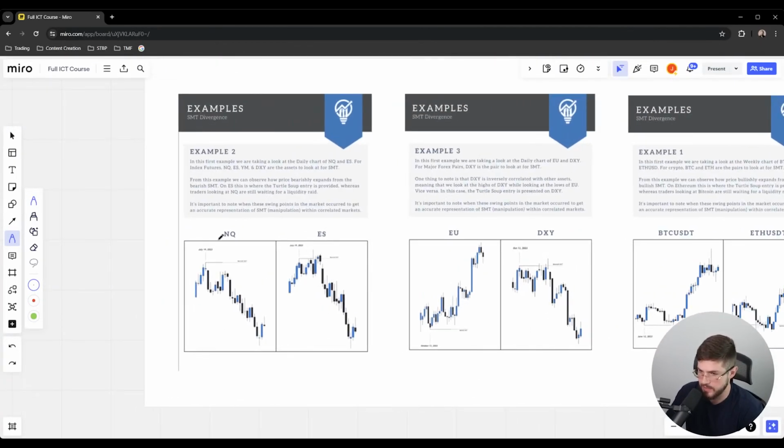That's with indices. So NQ and ES, you can also use this with YM. However, I think that it's higher probability with NQ and ES because it happens all the time with YM, especially if you're trading a 1 minute time frame.